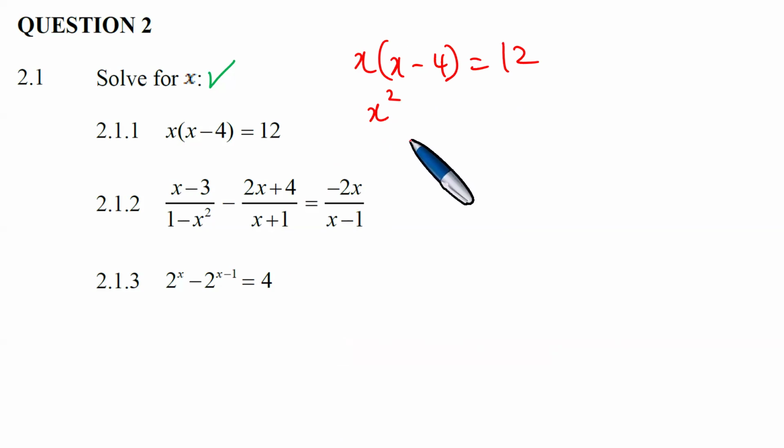And then x times negative 4 equals negative 4x. Good. X times negative 4 is negative 4x. Then what do we do next? Equals 12. Then what do we do next after this?